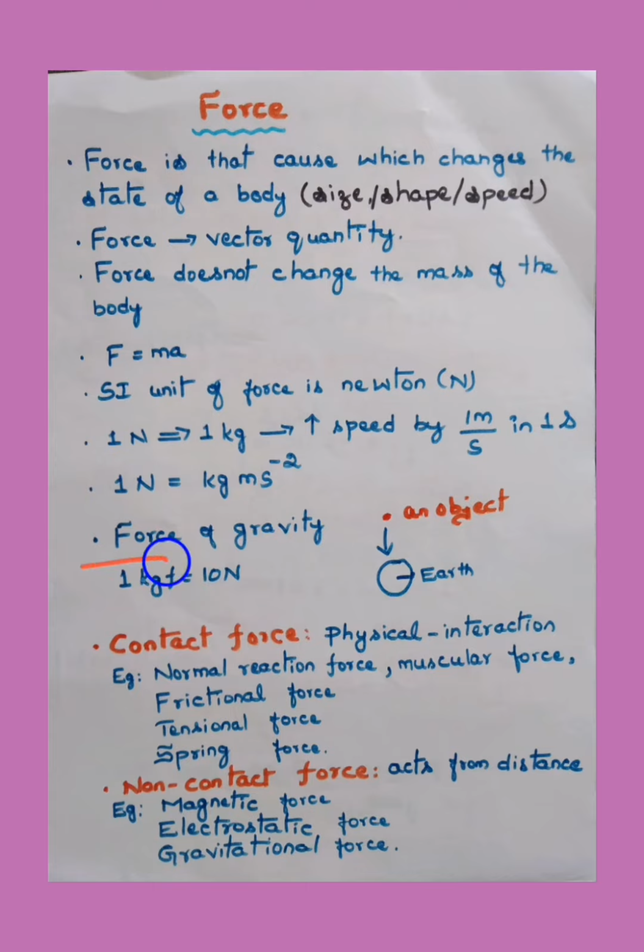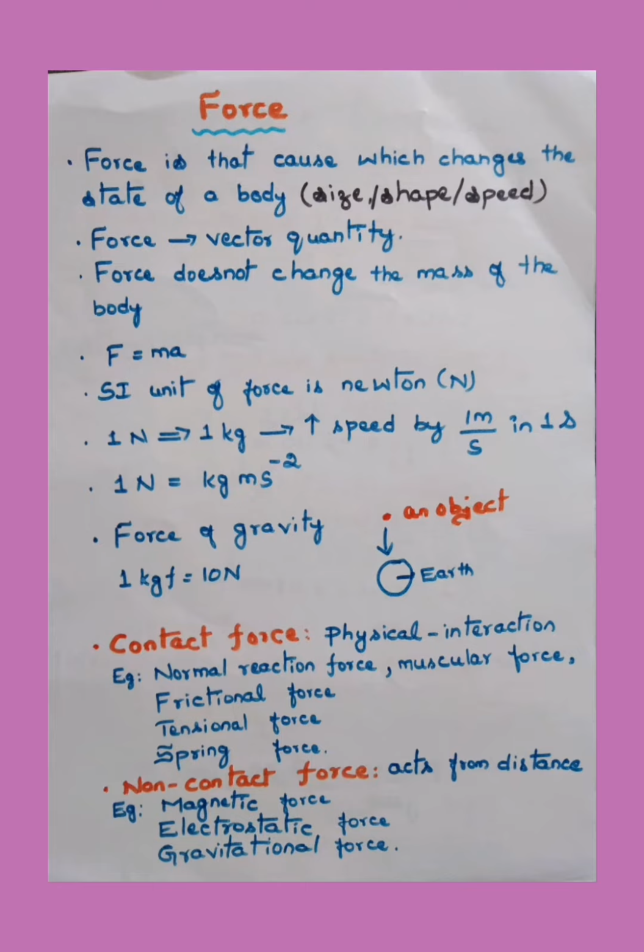Next, moving on to the force of gravity. It is defined as the force of the earth by which it attracts objects towards itself. The earth attracts objects towards itself by the force of gravity. 1 kgf is equal to 10 Newton. This is the relation between kgf and the SI unit of force.